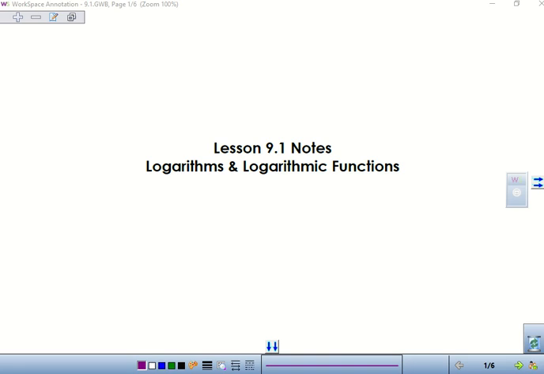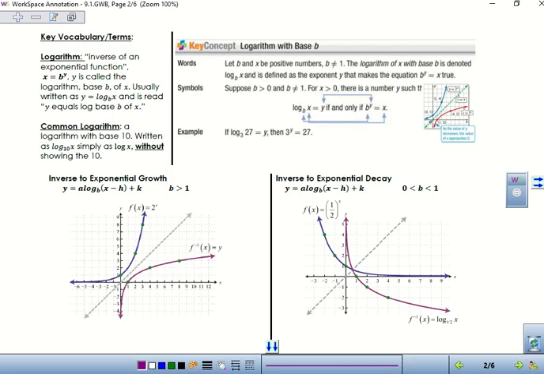Not 9.4, because we haven't covered it at that point yet. All right, so 9.1 is going to be logarithms and logarithmic functions. So, let's talk a little bit about what a logarithm is.